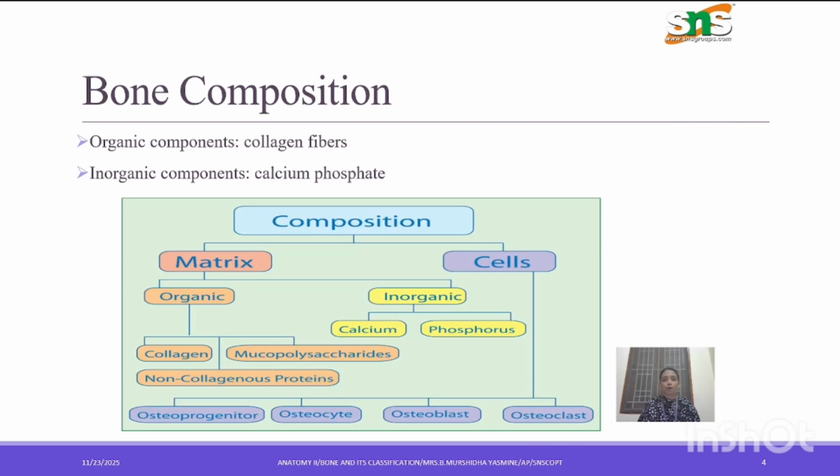The composition of the bone includes matrix and cells. Matrix is composed of organic and inorganic components. Organic components are collagen, mucopolysaccharides and non-collagenous proteins. Inorganic components are calcium and phosphorus. The cells which are in the bones are osteoprogenitor, osteocyte, osteoblast and osteoclast.